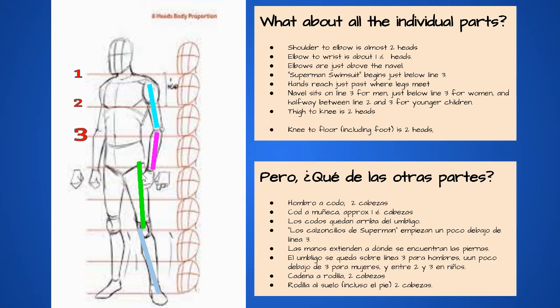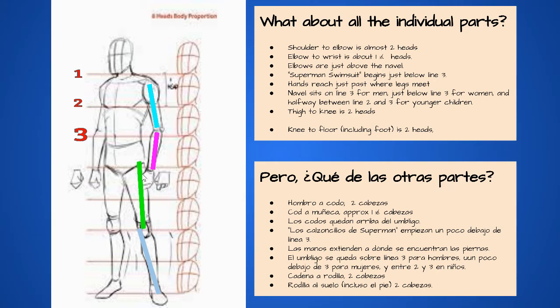All right. So we know the basics. Ya sabemos que un hombre mide 8 cabezas, that a man is 8 heads high, that a woman is between 6.5 and 7.5, que una mujer mide entre 6.5 y 7.5. We know that children are smaller. Los niños miden como 6 a 4 cabezas, depending on their size. It can be as small as 4 heads high.